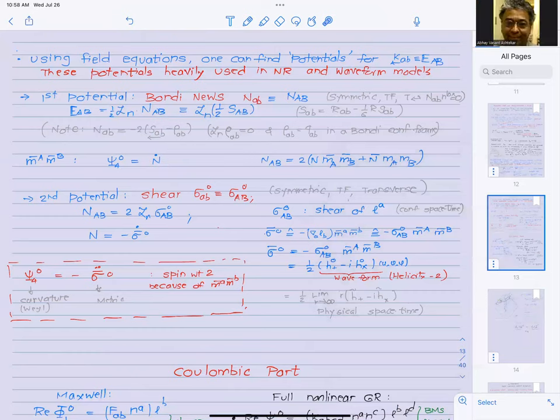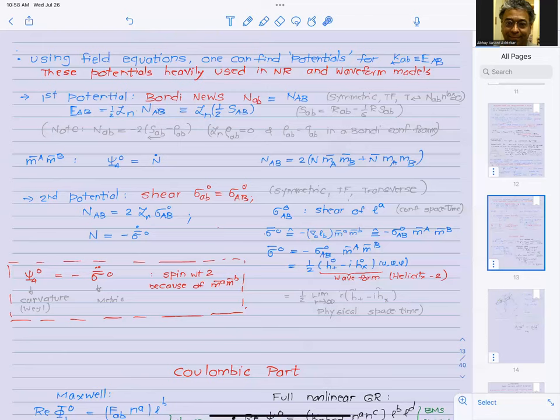Okay, so as we see here, there's a first cross section, and there's a first potential, and then a second potential. The first potential is news. News does not depend on any extra structure. It is canonically defined. But in order to go to shear, I have to introduce L. And that is why it is not.